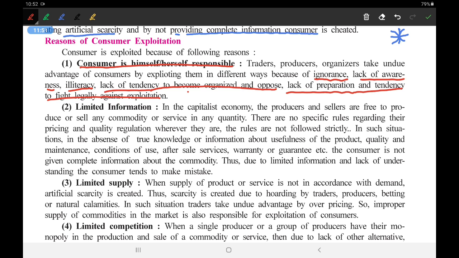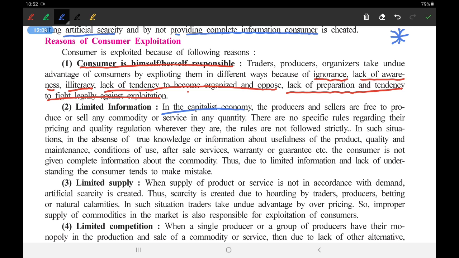Lack of tendency to be organized. He is not organized and not opposing. When he comes to know that he is cheated, he doesn't go for legal action. So these are some of the reasons. Second is limited information. Many people don't have proper information. So that is also one of the reasons due to which they are cheated.